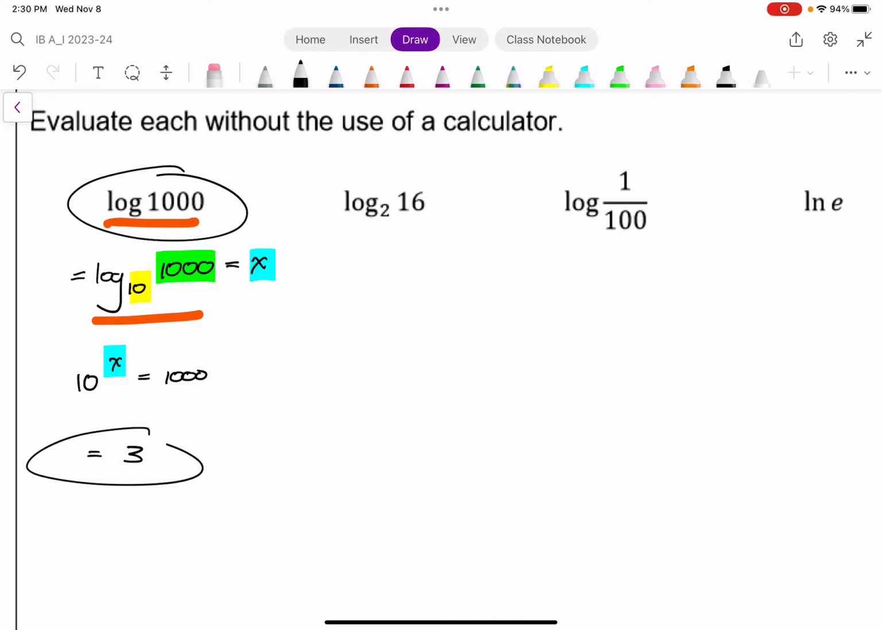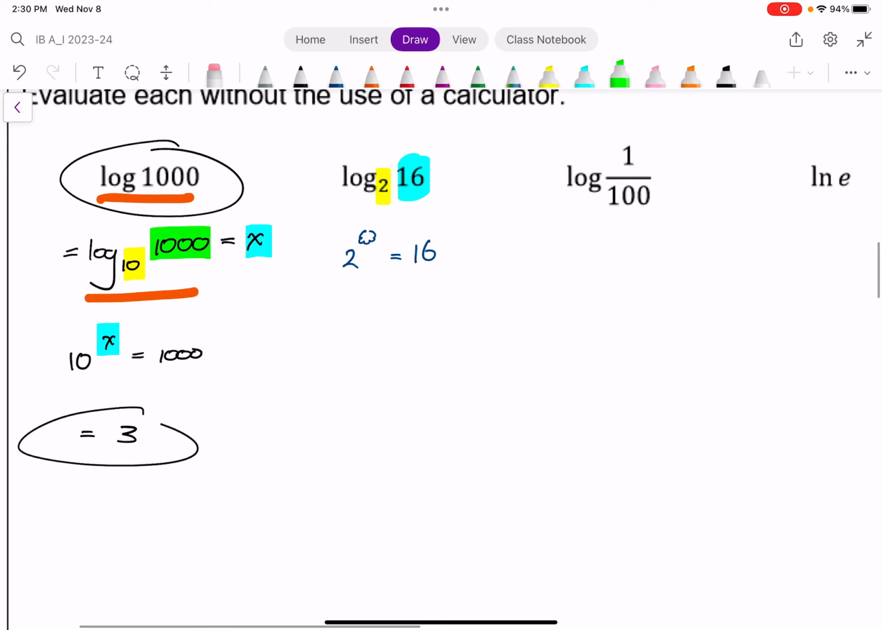And I can do the same idea for all of these. For the next one, this means 2 to the power of what equals 16. That's what I'm thinking about in my mind: 2 to the power of what equals 16. Once I know what that is, I know what this equals. 2 to the power of 4 equals 16, and so the log base 2 of 16 must equal 4.